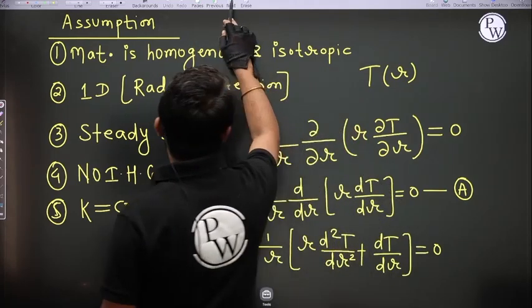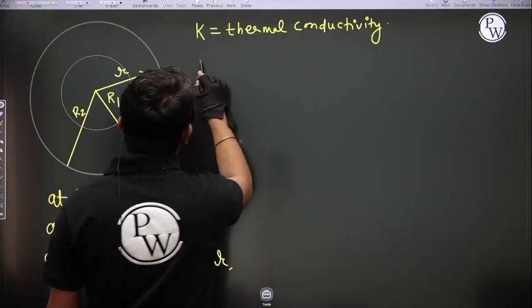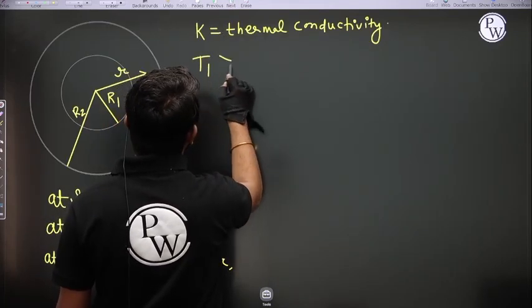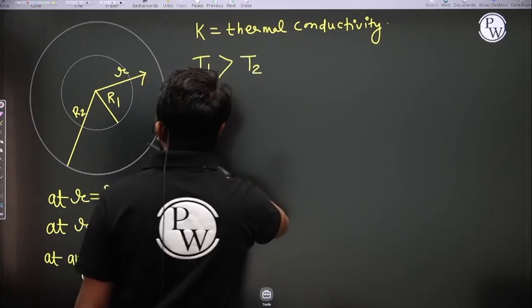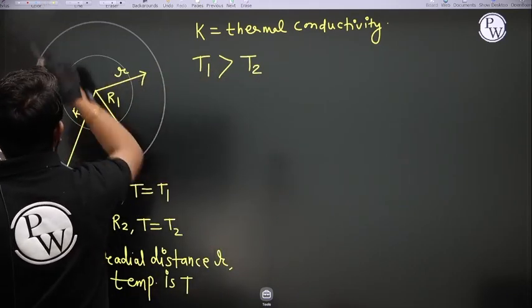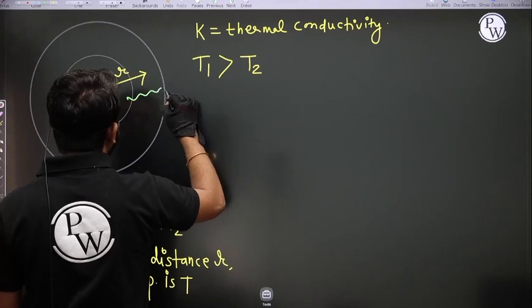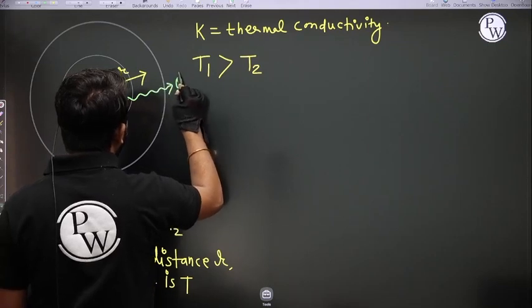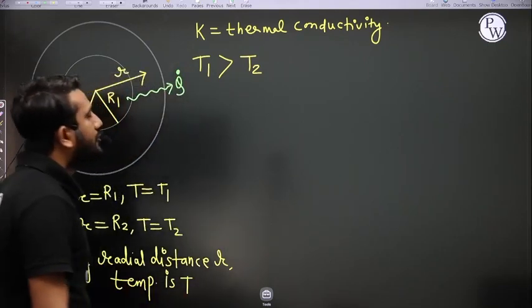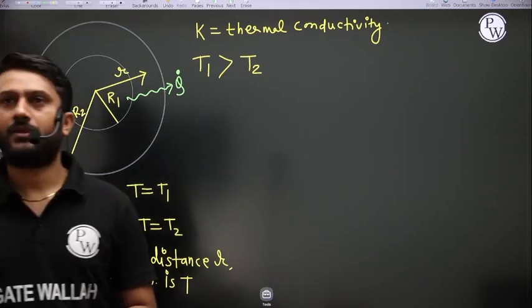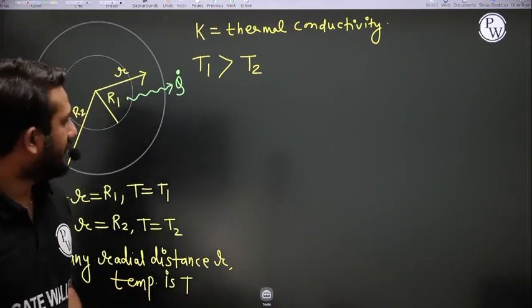So I am assuming here that T1 is greater than T2. If T1 is greater than T2, then the rate of conduction heat transfer is Q dot from this hollow cylinder. Is it clear?